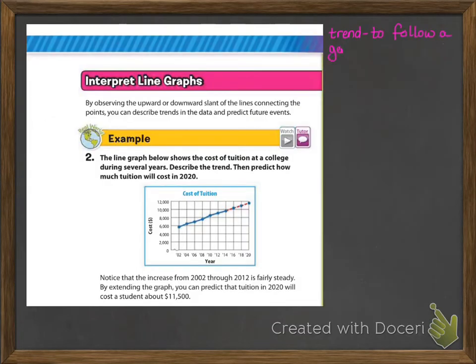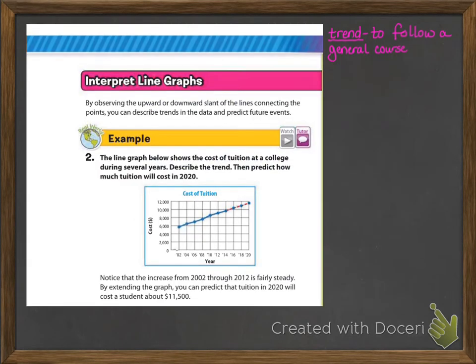All right, so let's go ahead and look at our next page. Now we're going to be interpreting line graphs by observing the upward or downward slant. What that means is upward means it's going up, downward would mean going down, okay? So by observing the upward or the downward slant of the lines connecting the points, you can describe trends in the data and predict future events.